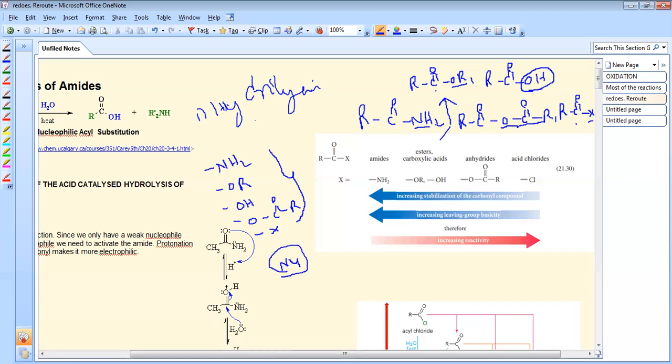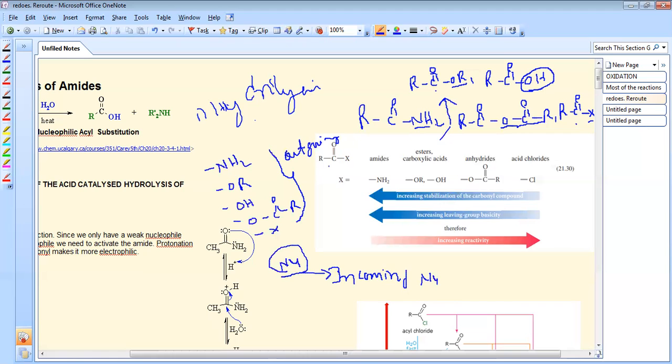Reactions in which one nucleophile is replaced with another are known as nucleophilic substitution. In nucleophilic substitution, this nucleophile is known as the incoming nucleophile, whereas all these are known as outgoing nucleophiles, as they are going out from this functional group. Next, let's see the reactivity.